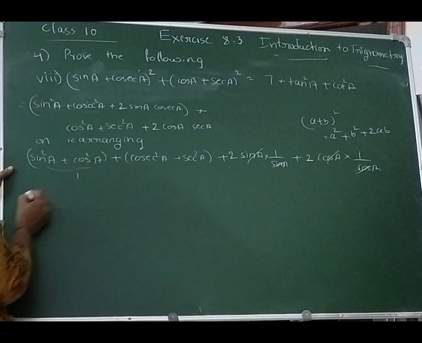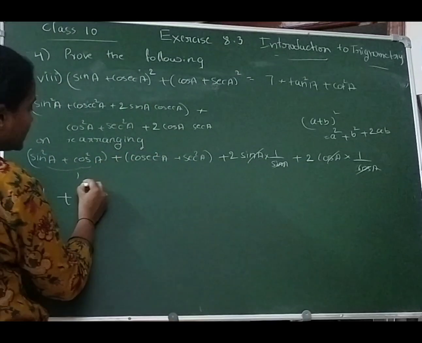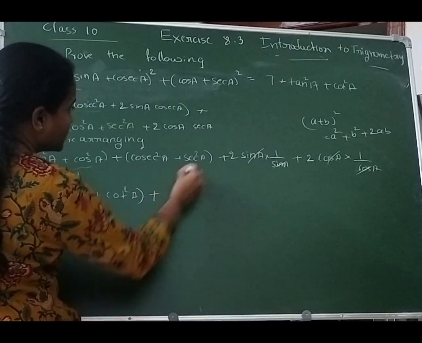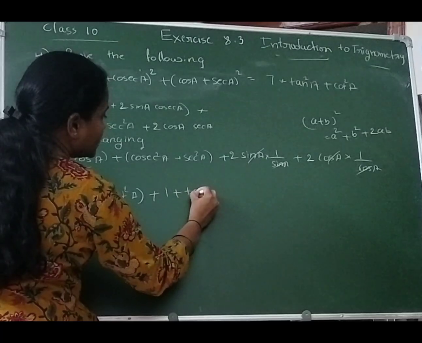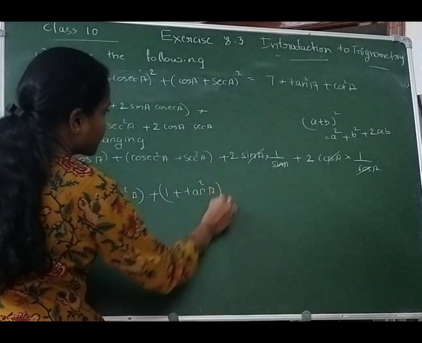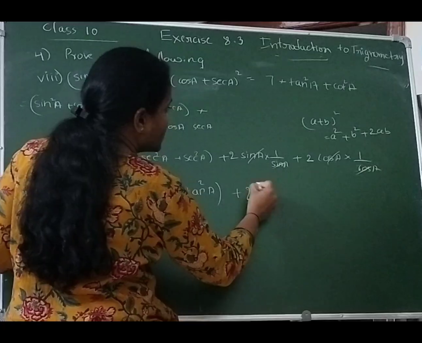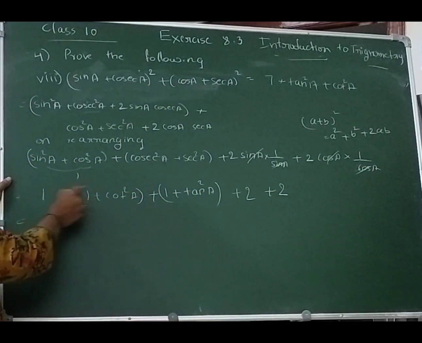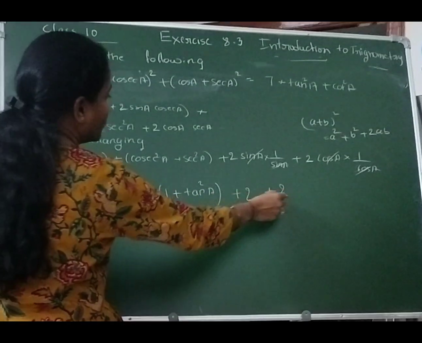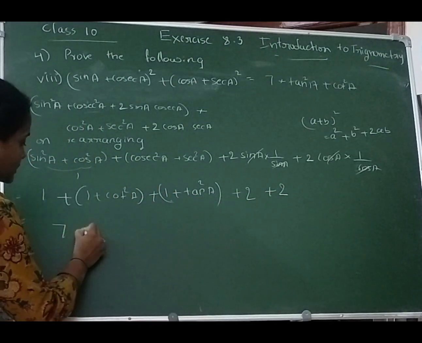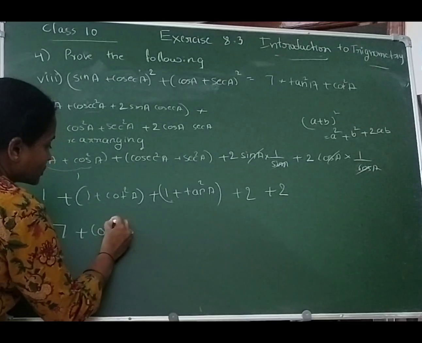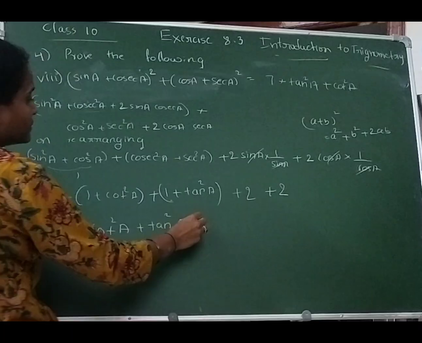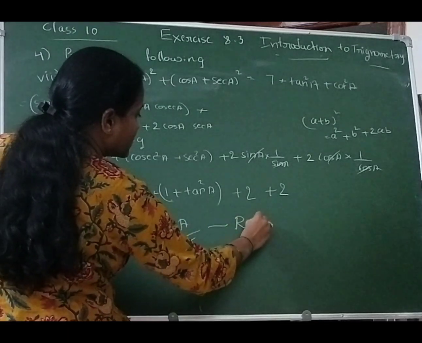And we know the relation sin square plus cos square is 1, plus cosec square, we know that it is 1 plus cot square A. And we also know secant square is 1 plus tan square A. We'll substitute that here, plus the remaining is 2 plus 2. So here upon addition, 1 plus 1 is 2, 2 plus 1 is 3, 3 plus 2 is 5, and 5 plus 2 is 7. So 7 plus the remaining terms cot square A plus tan square A. So what we got is nothing but our RHS, right? So hence proved.